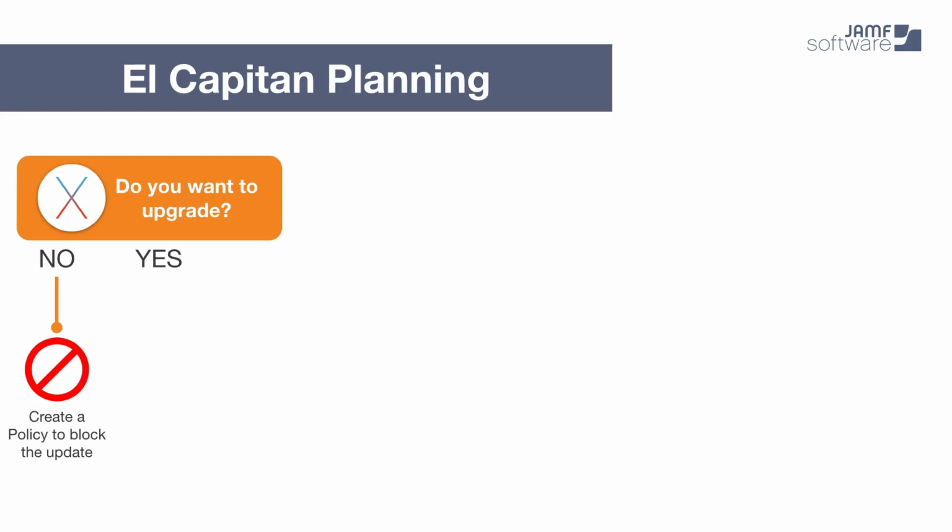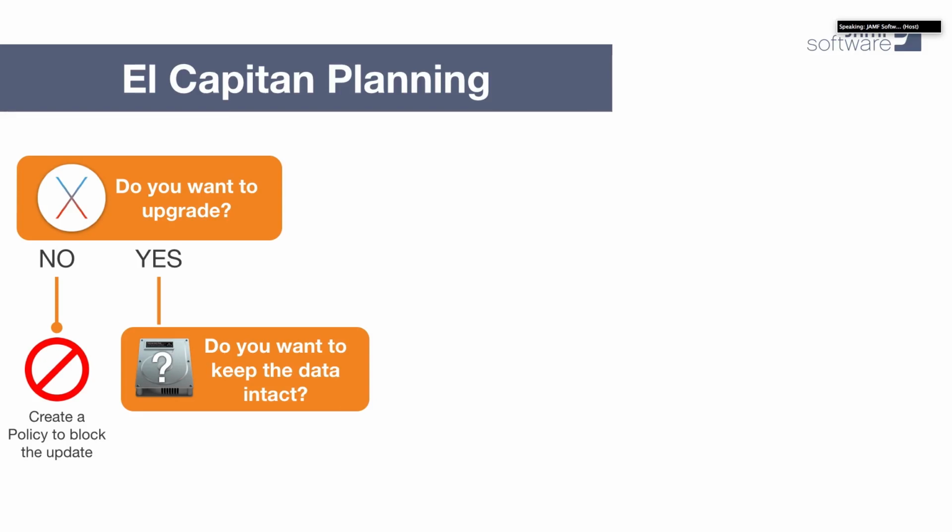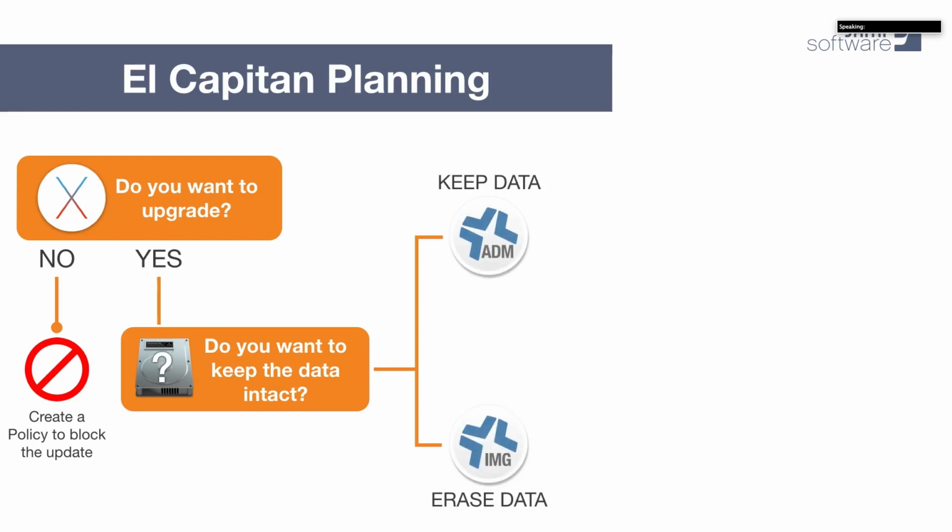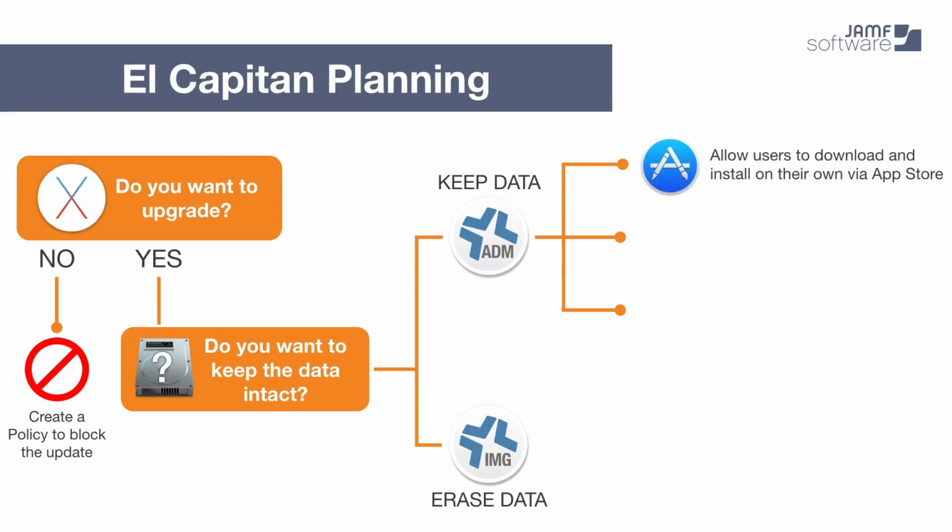If you decide yes, you do want El Capitan, then you need to ask yourself, do you want to keep your data intact? From there, you're going to say, either I want to keep the data or I want to erase it. If you want to keep it, there's really three choices that you're going to follow down for a path of deploying this new operating system. And that's one is to just simply allow users to download and install it on their own via the App Store. No real work necessary for this option.